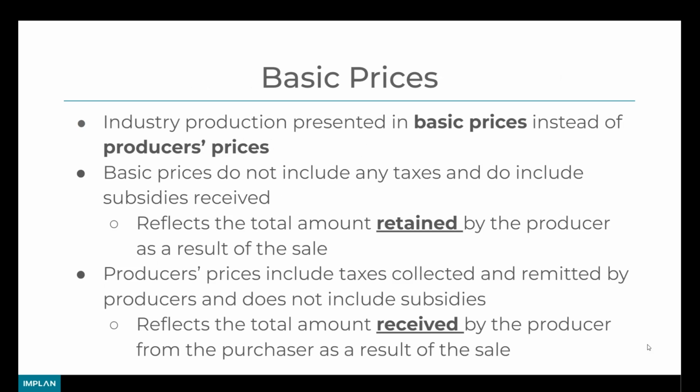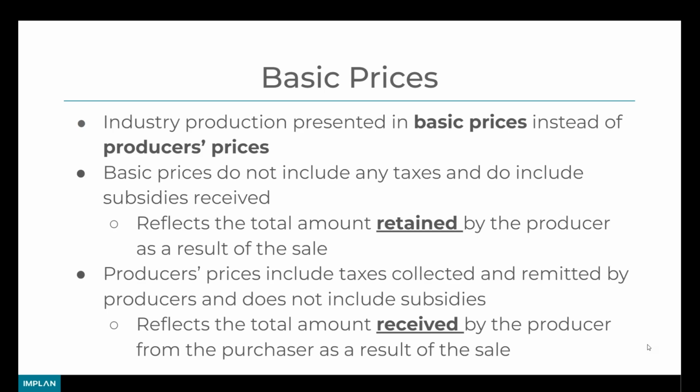The second difference between the US-based products and the international product is the type of valuation used. In the international product, industry production is presented in basic prices instead of producers' prices. This results in some differences in how taxes and subsidies are accounted for.